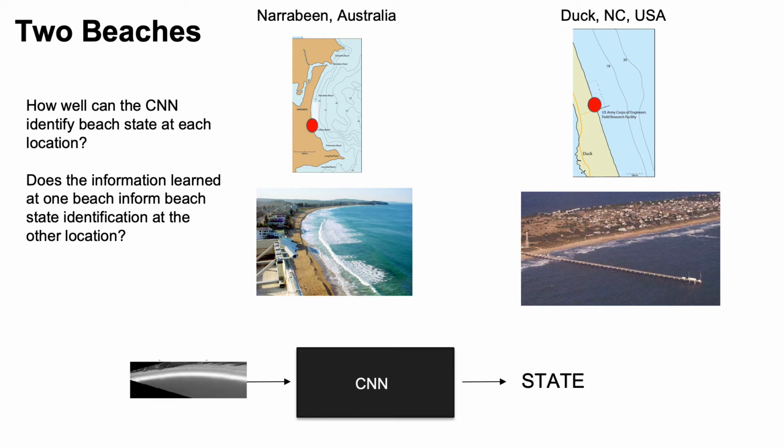I'm going to be asking two separate questions. How well can the CNN identify beach state at a certain location individually? And then how well can it transfer to the other? Meaning, how well can it predict beach state at the second location, given that it's learned about beach state from the first location?